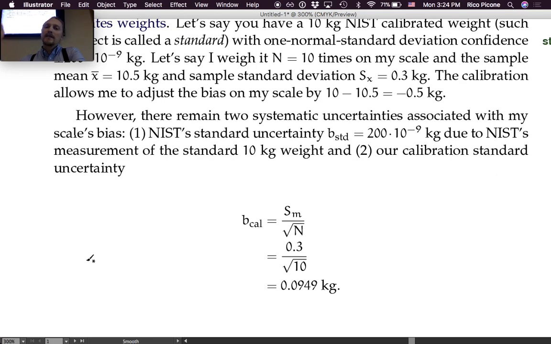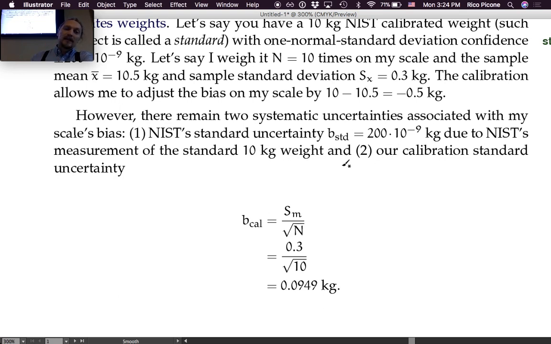So NIST's standard uncertainty, so their uncertainty in the standard, in the 10 kilogram NIST weight, this one's super small, right? Which makes sense because it's NIST and they're really good at it. So we trust their value, but there's still a little bit of uncertainty in it.